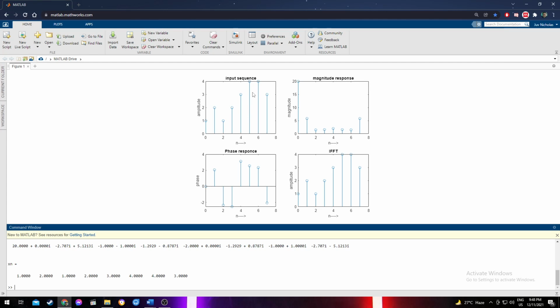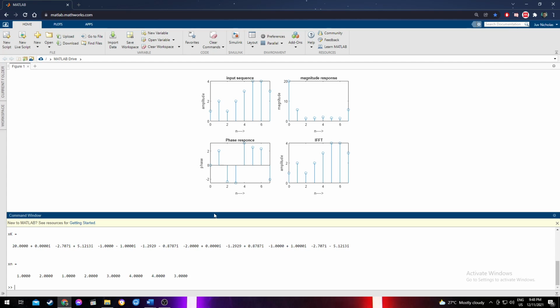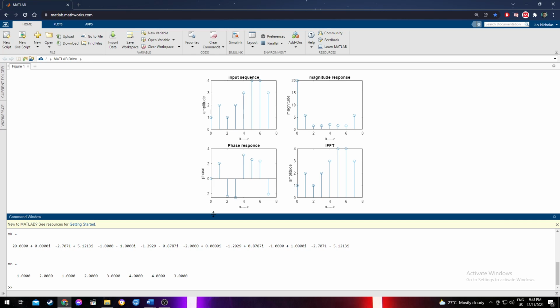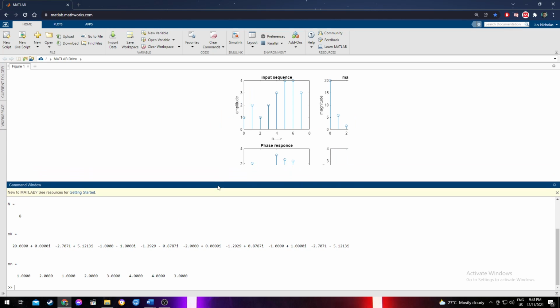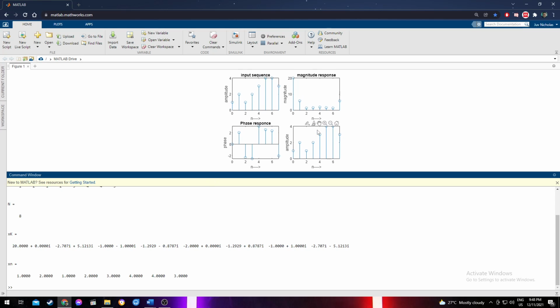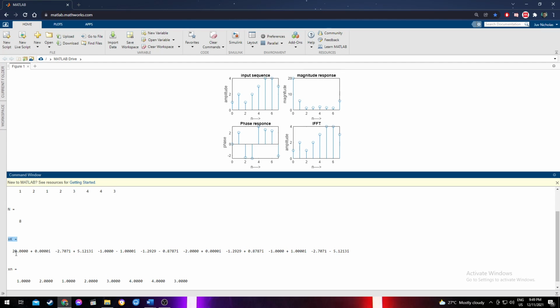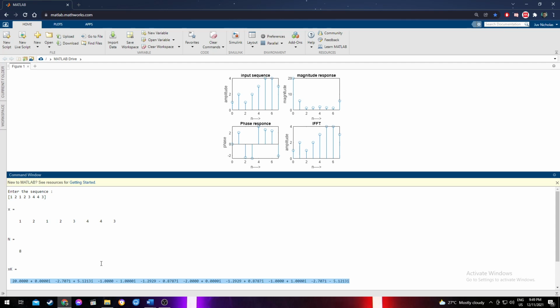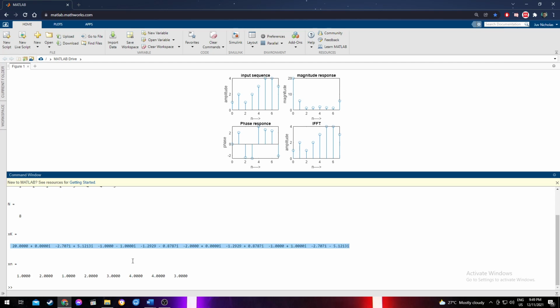So in here, in the first graph, we can see the input sequence that is given to us. In the magnitude response, we can see that the values here correspond with the values given at xk. And for the IFFT, the values are given by the variable xn.